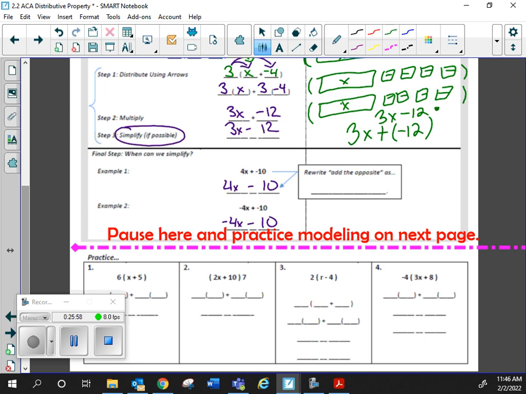Remember, y'all always said keep, change. It's the same thing back. If you want to do it back, still keep the first one. Change the second thing. You're changing it to subtraction, changing it to the opposite. Okay? Rewrite, add the opposite as subtraction. Just plain old subtraction.